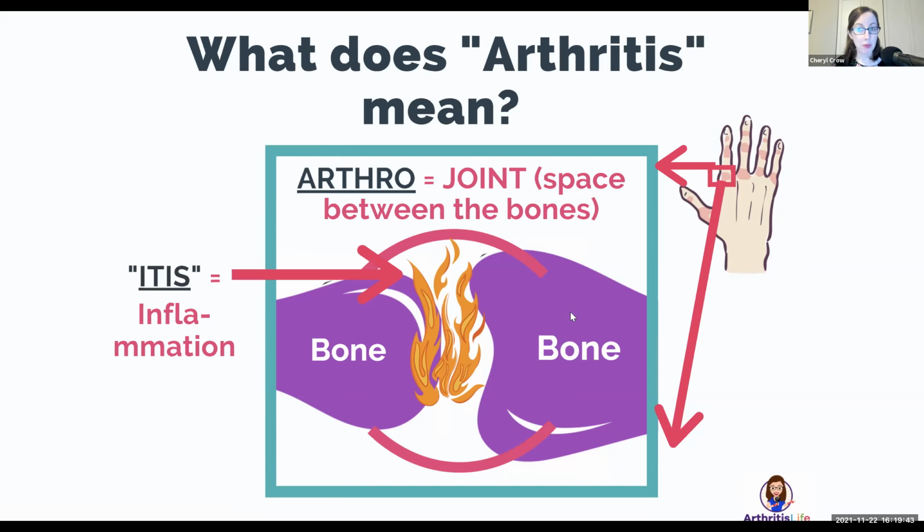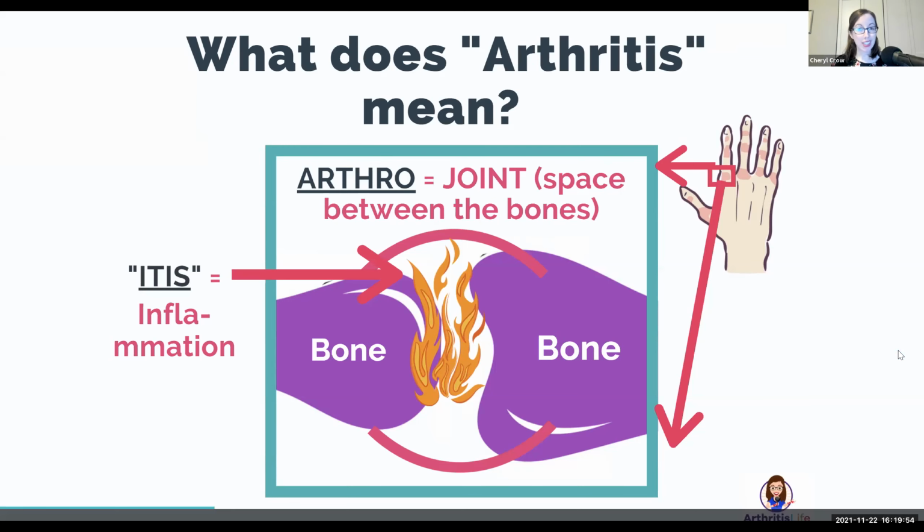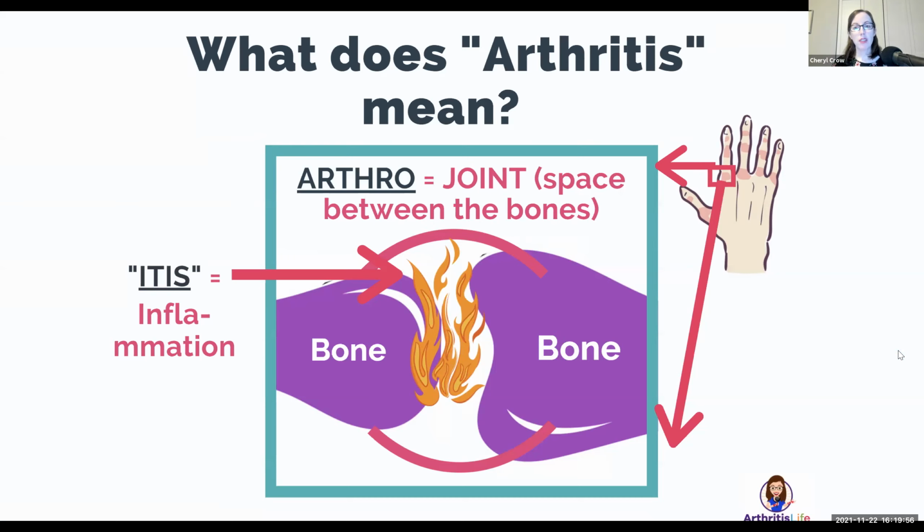A tummy ache could be from stomach cancer. It could be from indigestion, could be from food poisoning. In that same way with arthritis, arthritis itself isn't a diagnosis. The word arthritis is like a generic term for something that causes joint inflammation, but you have to know what the root cause is in order to know how to address it.